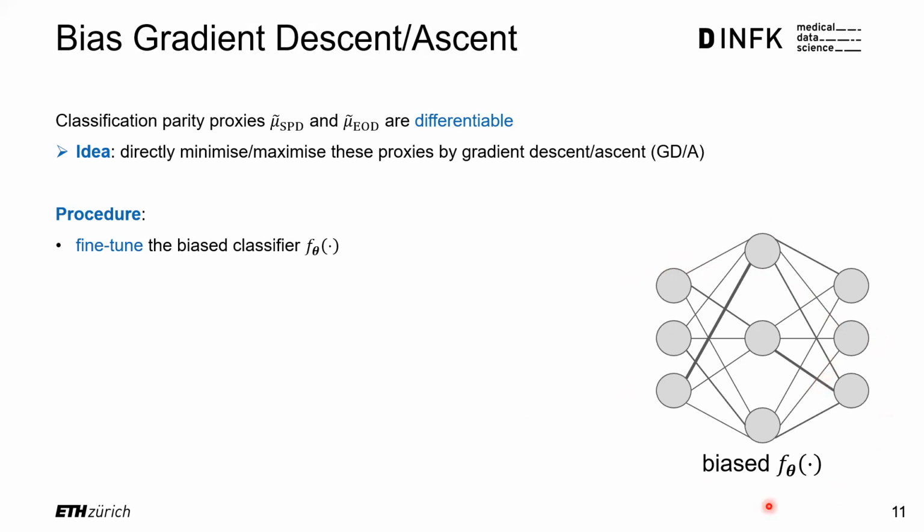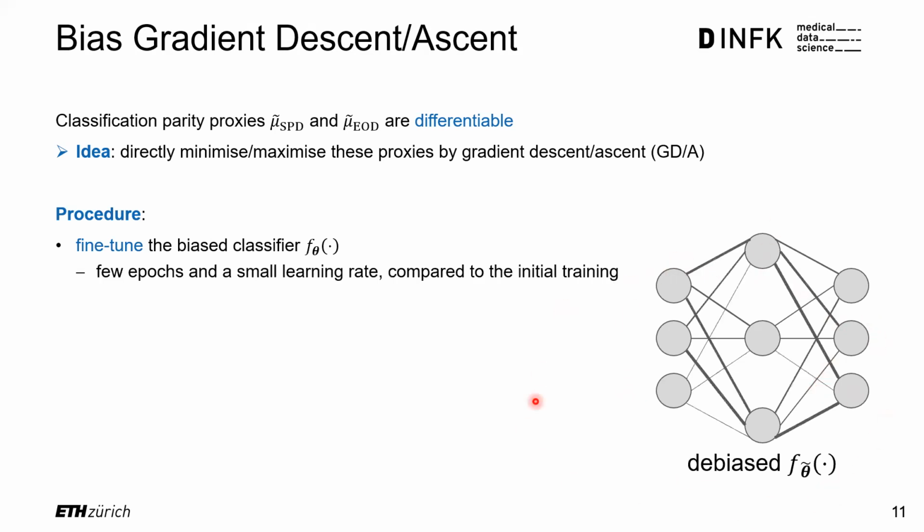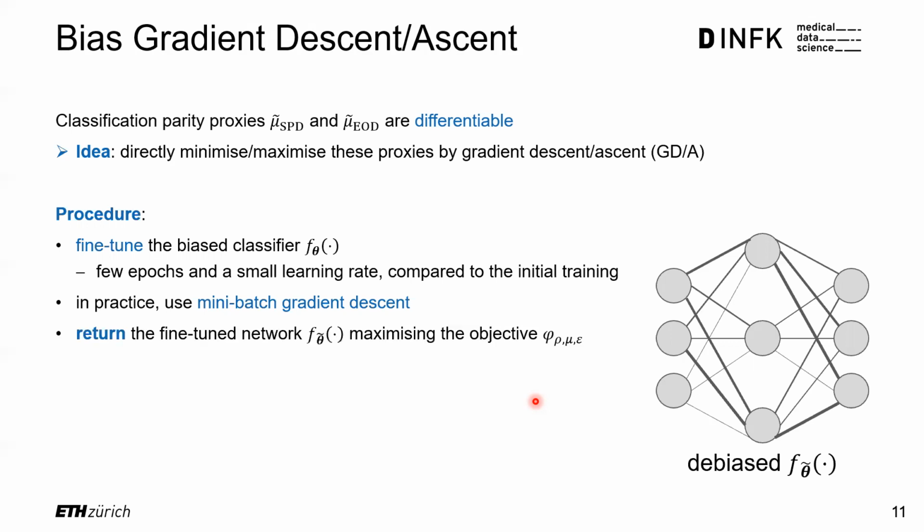We just have to fine-tune our biased classifier f theta in order to adjust its weights. Essentially, this boils down to fine-tuning for just few epochs with a small learning rate compared to the initial training time of the classifier. In practice, we implement bias gradient descent ascent as the mini batch gradient descent. However, other optimization procedures can be used, such as the Adam optimizer. And in the end, we again return the fine-tuned network f theta tilde such that it maximizes this bias constrained objective on the held out validation data.